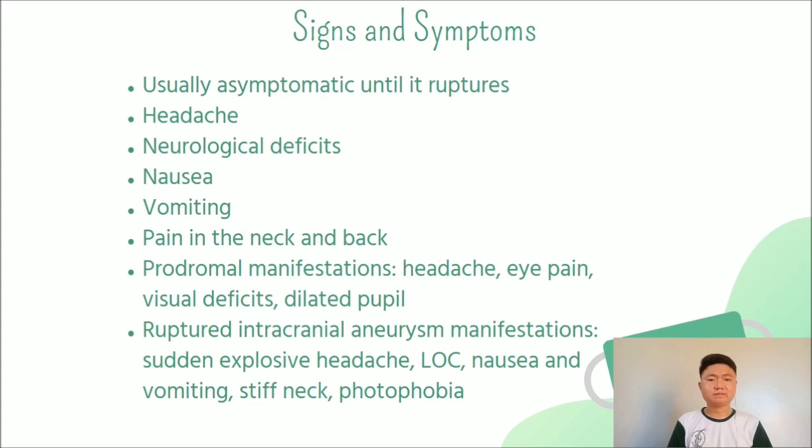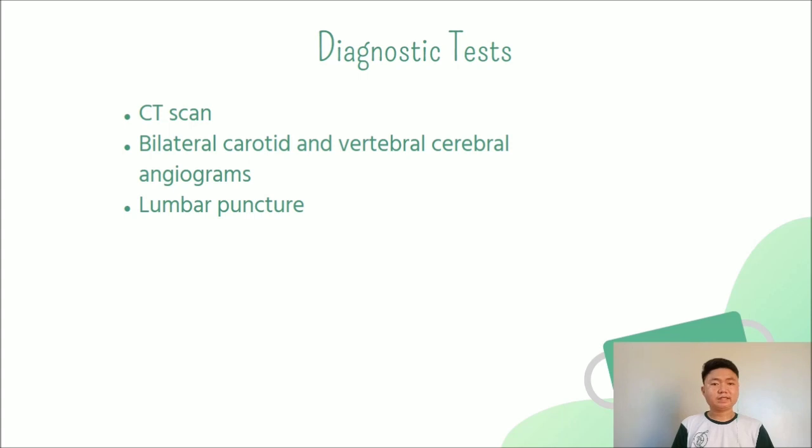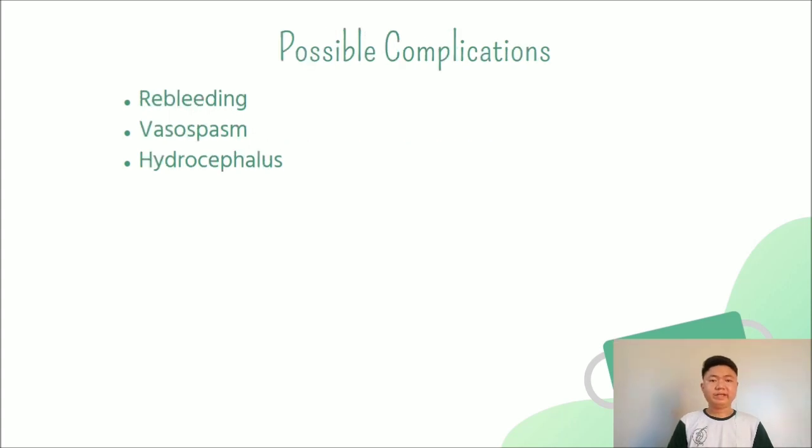pituitary malfunctions. The diagnostic tests conducted to identify the site and extent of a ruptured intracranial aneurysm as well as rebleeding are a CT scan and bilateral carotid and vertebral cerebral angiograms. A cerebral angiogram is the gold standard for evaluating cerebral aneurysm. It can demonstrate the source of the aneurysm about 80 to 85% of the time. A lumbar puncture will reveal a blood-tinged spinal fluid. The main complications of a ruptured intracranial aneurysm are rebleeding, vasospasms, and hydrocephalus.